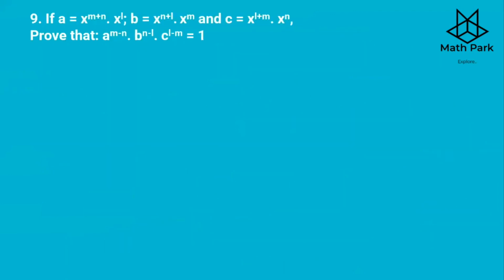If a is equal to x raised to m plus n into x raised to l, b is equal to x raised to n plus l into x raised to m, c is equal to x raised to l plus m into x raised to n. So we get a is equal to x raised to l plus m plus n. We add this. Okay. We are using the law a raised to m into a raised to n is equal to a raised to m plus n.